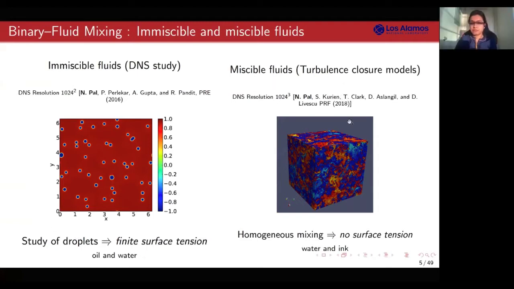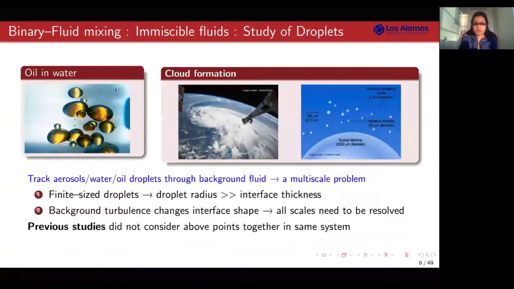And then there are miscible fluids. When there is no surface tension between the two fluids, that is known as miscible. For example, think of ink in water. The immiscible fluid work was mostly my PhD research, and I did direct numerical simulations in that. My post-PhD work deals with miscible fluids. First I will talk about immiscible fluids. As I said, in immiscible fluids, there are droplets of one fluid inside the other. So essentially, immiscible fluid mixing is the study of droplets.